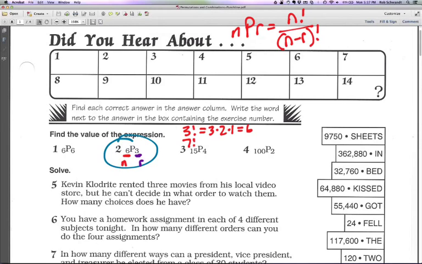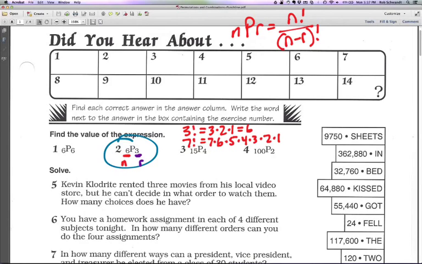So if I had 7 factorial, it would be 7 times 6 times 5 times 4 times 3 times 2 times 1. That actually comes from the fundamental counting principle, meaning if I have 7 options, how many different ways can I select those 7 options? So we do 7 factorial in this case.